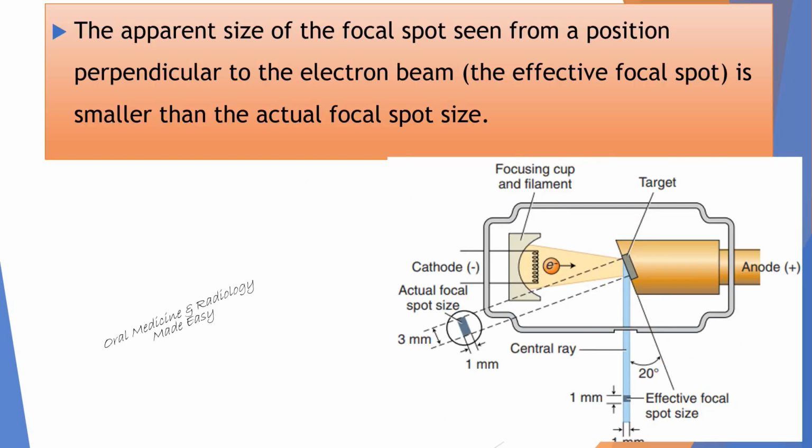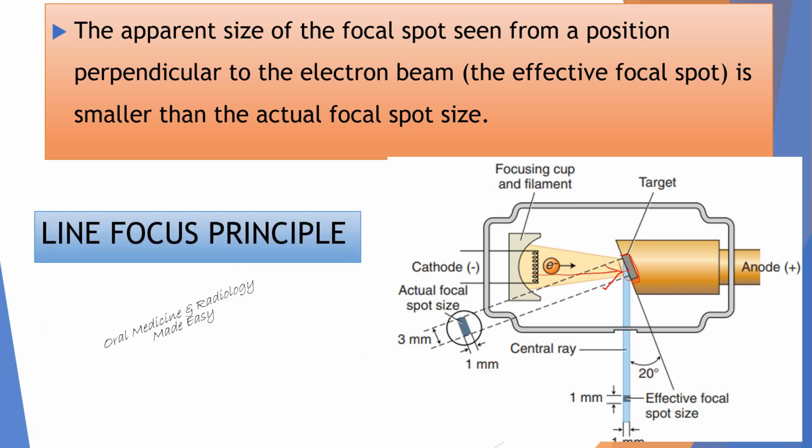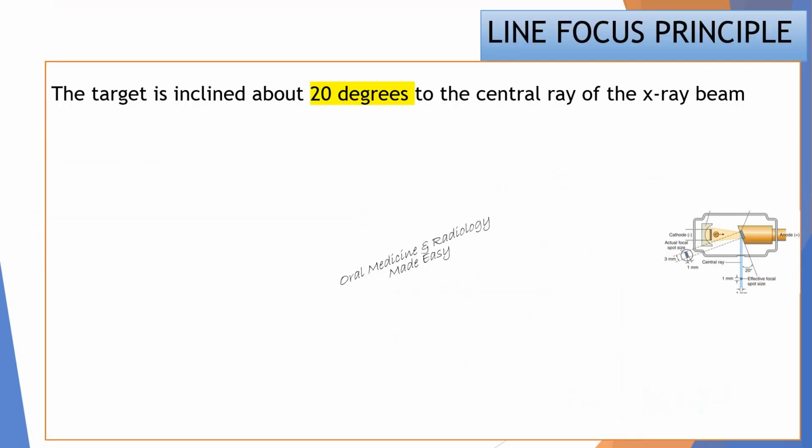The apparent size of the focal spot seen from a position perpendicular to the electron beam is called as effective focal spot, which is smaller than the actual focal spot because actual focal spot is kept at an angle and only a small portion is available for the electrons to come and hit, and this is called as effective focal spot. And this principle of taking advantage of a larger focal spot while maintaining a smaller effective focal spot is called as line focus principle.